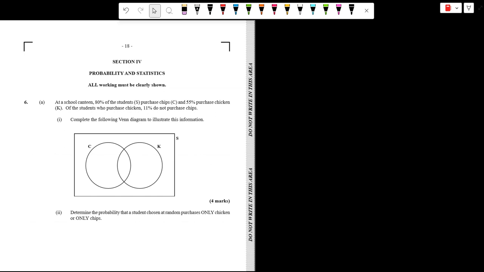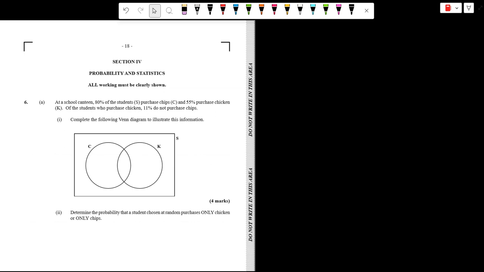Now, what we have in the Venn diagram are percentages, but percentages can be represented in terms of probabilities as well. So the probability of chips only or chicken only, remembering that C is for chips, would be equal to, from the diagram, the region where it's chips only plus the region where it's chicken only. Let's first express it in terms of percentages.